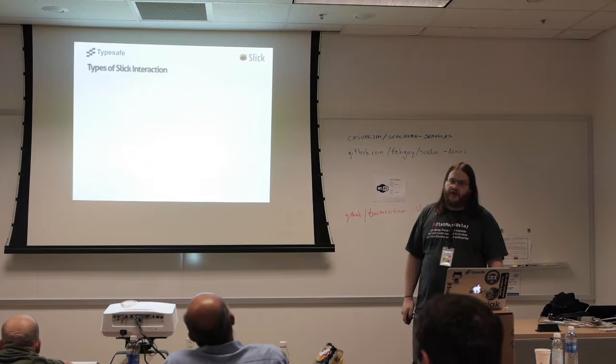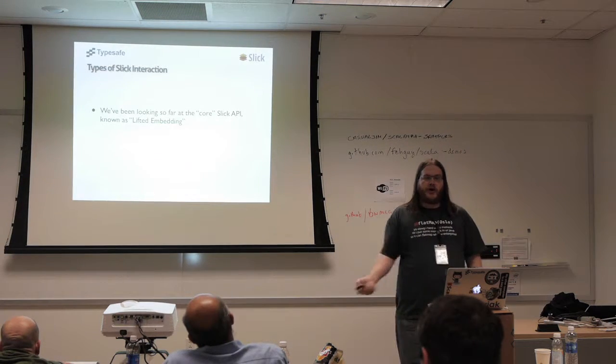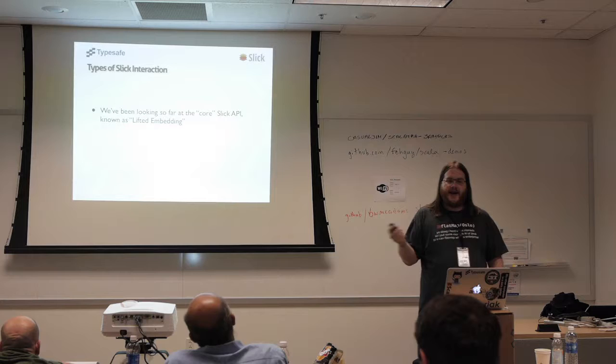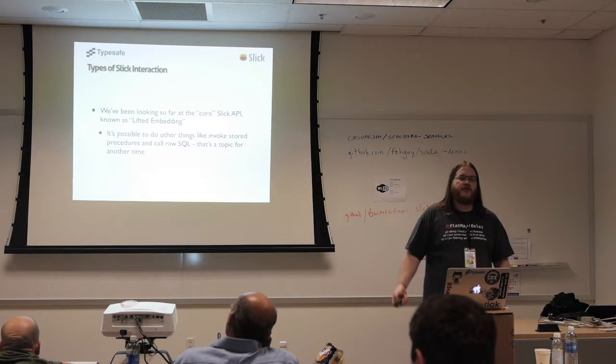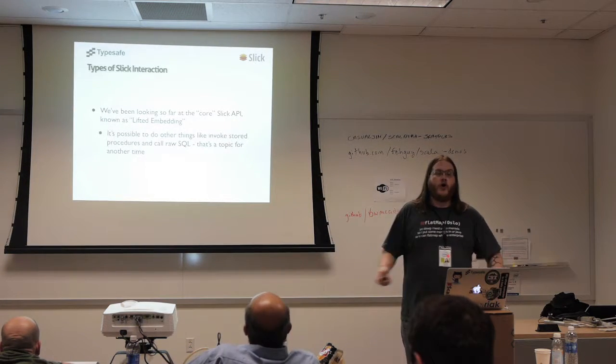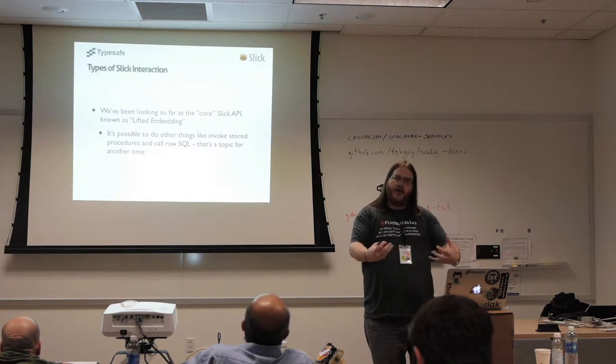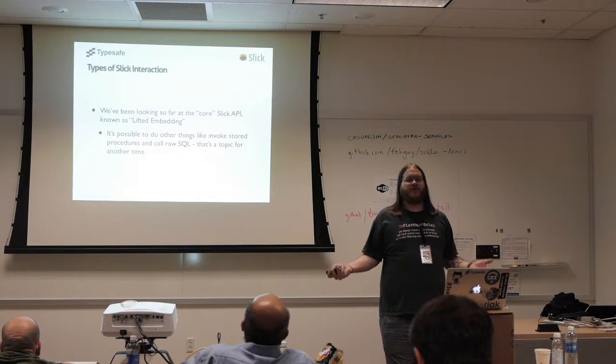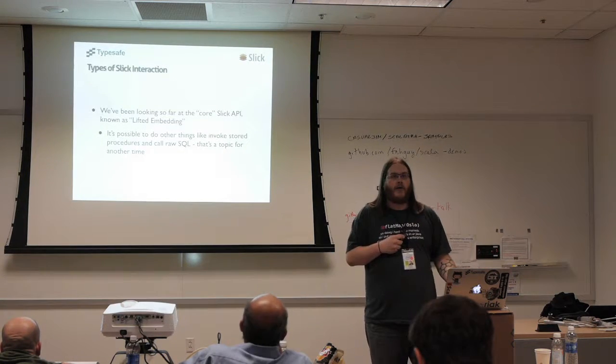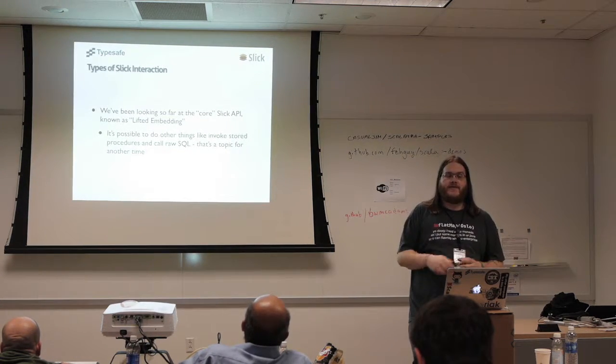So let's look quickly at the types of SQL interaction. We've been looking at the core Slick API, which is the lifted embedding. It is possible to do other things. We can invoke stored procedures. We can call raw SQL, but that is a topic for another time. I think if you have the fundamental concepts of Slick, you can run off and play with the documentation and figure things out. The docs are at slick.typesafe.com.